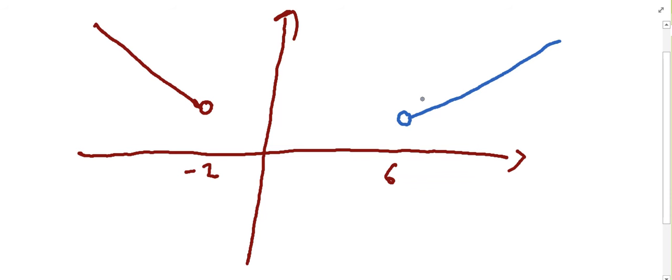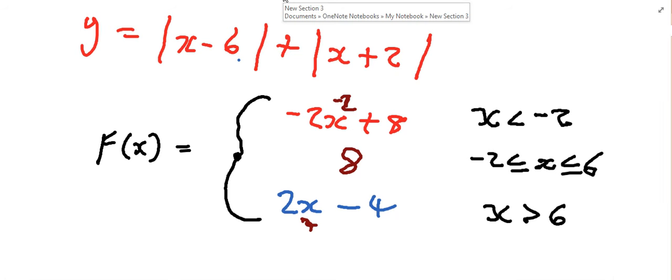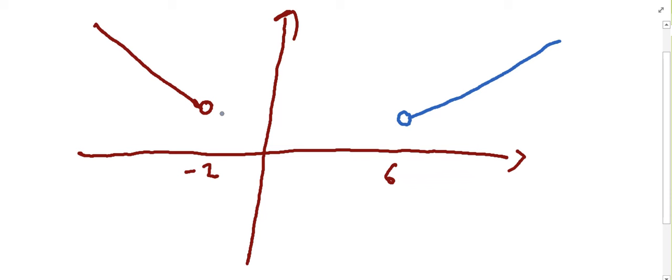Now, ladies and gentlemen, we have found out how this graph is going. But the question is, what if you get values in between -2 and 6? Any value in between -2 and 6 has to give you 8. So it's very easy for you to get any value in between there.